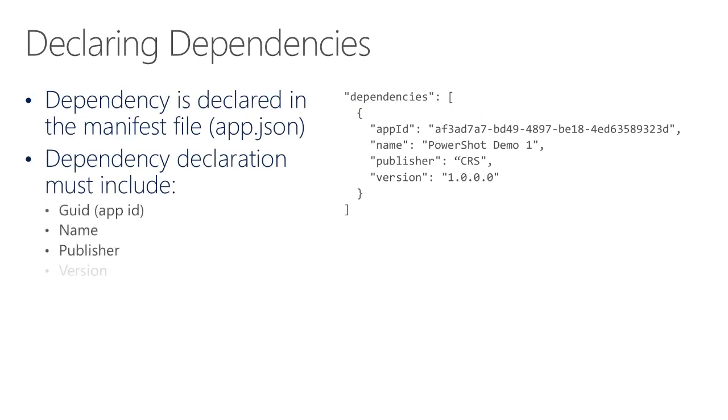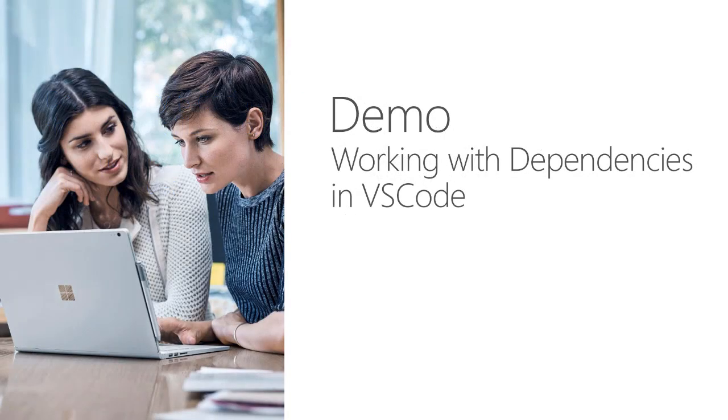How do you declare a dependency? Well, a dependency is declared in the manifest file. So app.json has a section for dependencies, and those dependency declarations must include a GUID, an app ID, the name of the app, the publisher, and also the version. Because those versions are important, you can build an extension on top of another extension in a certain version. So it's important that this is also included in the dependency declaration. I can talk about this for a long time, but let's just go into the Azure VM and I can show you how it all works.